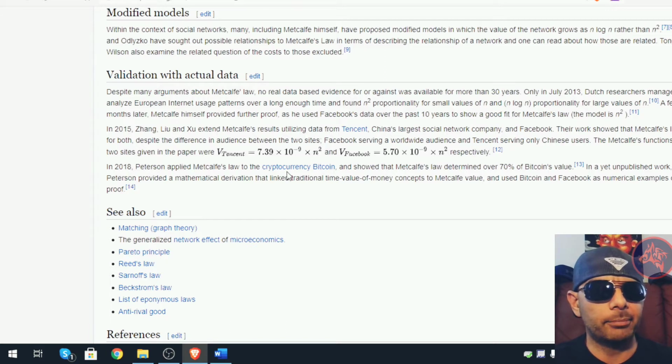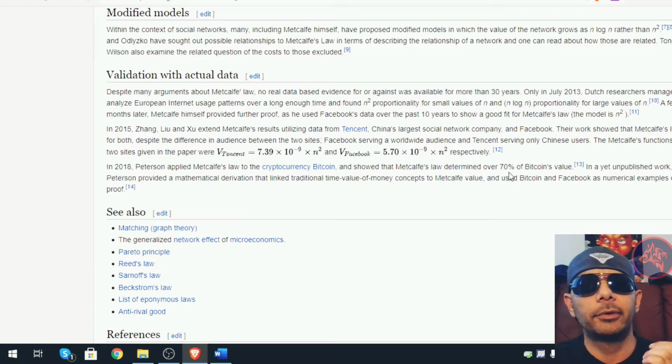So in 2018, they applied it to the cryptocurrency Bitcoin and showed that Metcalfe's law determined over 70% of Bitcoin's value. That's not the whole picture, but that's 70% of the picture.